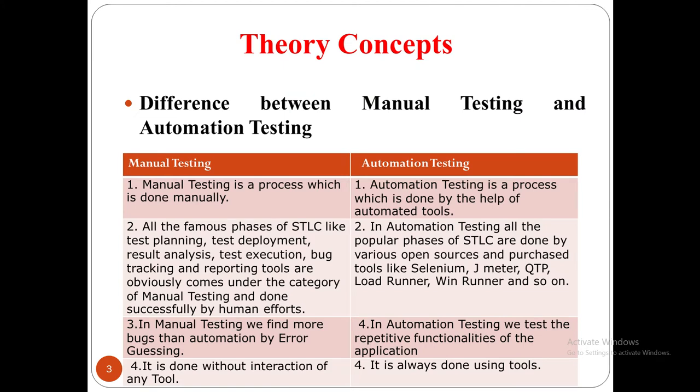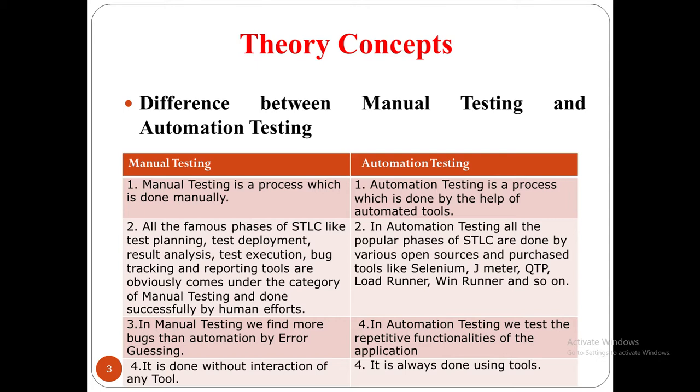Before going to the actual learning objective of our assignment, we will learn the difference between manual testing and automation testing. Manual testing is a process which is done manually. Automation testing is a process which is done with the help of automated tools. All the famous phases of STLC, that is software testing life cycle, that contain test planning, test deployment, result analysis, test execution, bug tracking and reporting tools obviously come under the category of manual testing and are done successfully by human efforts.